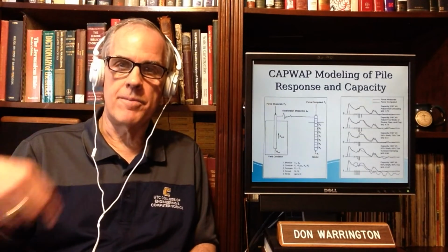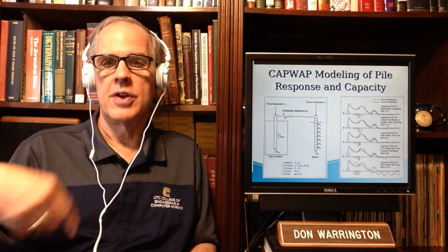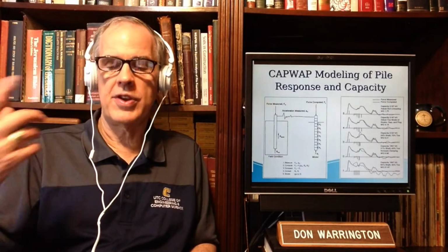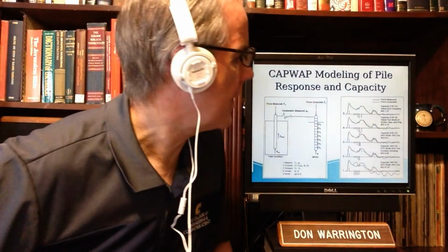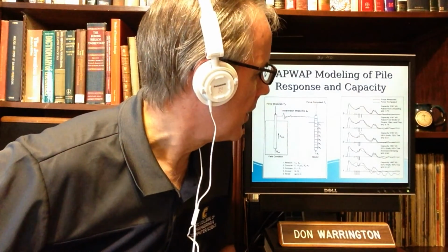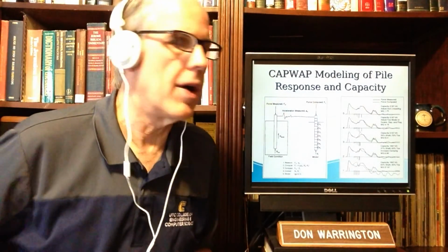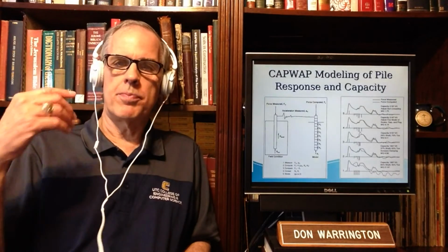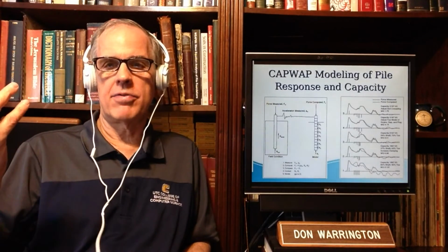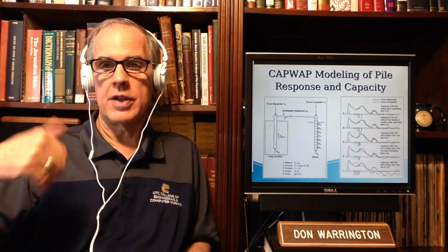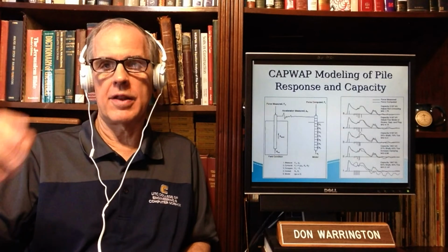And that's how you keep going. It's an iterative process where you make changes all the time. This little thing, MQ, is called the match quality. As you approach perfect match, which you don't get, match quality goes down. You want to get it down as low as you can.